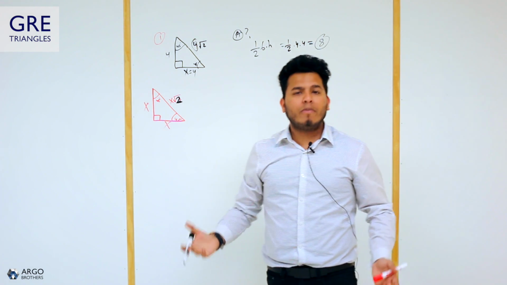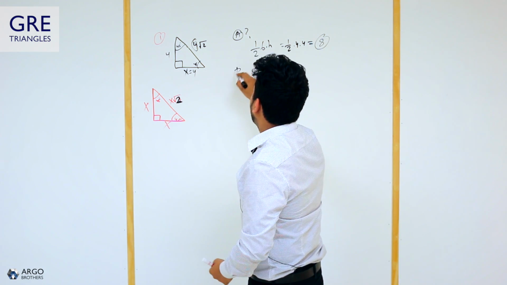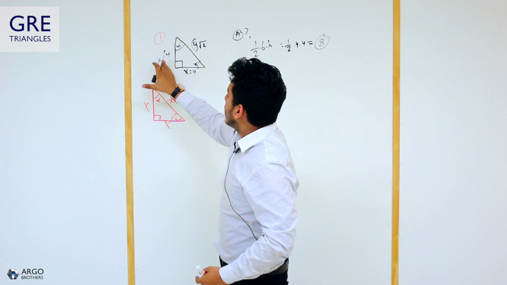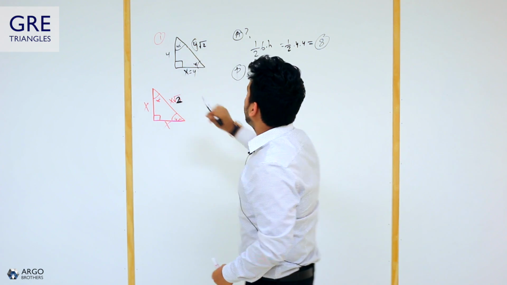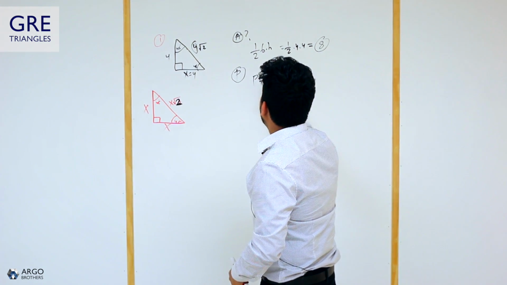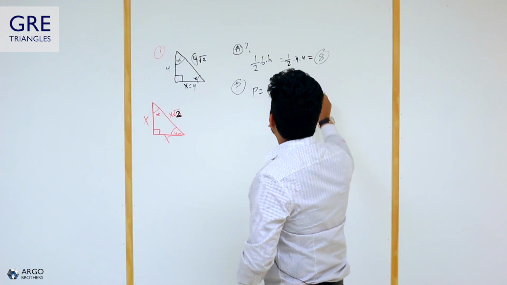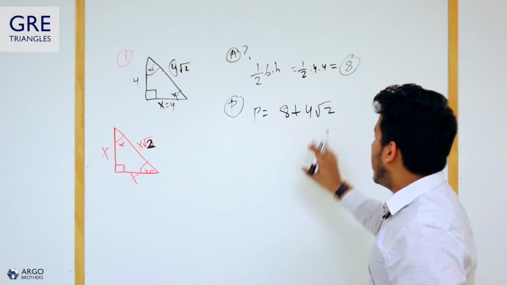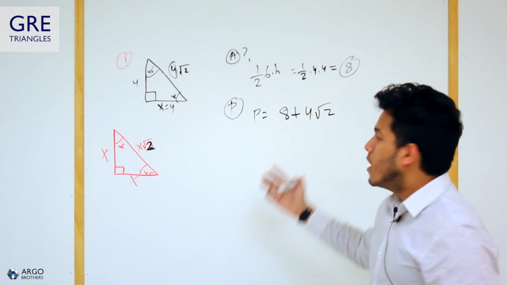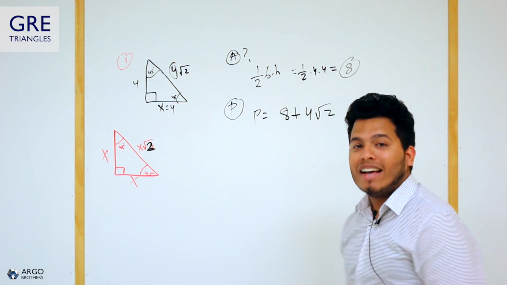Now what if I ask you for the perimeter? Very simple. You find the perimeter, you add up all sides. 4 plus 4 plus 4 radical 2. What do you get? So P is equal to 4 plus 4 is 8 plus 4 radical 2. And you have to leave that because you can't really mess with the radical 2 in this case. They don't combine, so you want to leave it as it is.